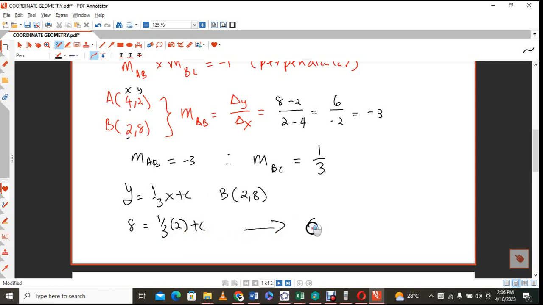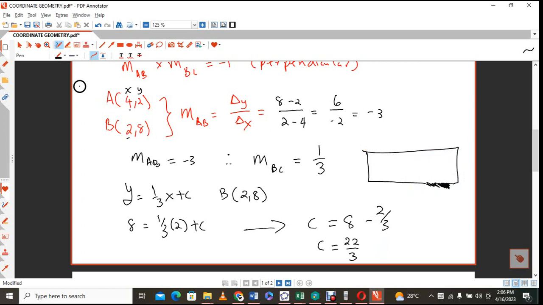Right, that gives me that C will equal 8 minus 2/3. So my C value would then be 8. Let's just have it as an improper fraction, so it will be 22/3. Okay. Now, the equation that we are looking for, the equation of BC, is y equals 1/3x plus 22/3.